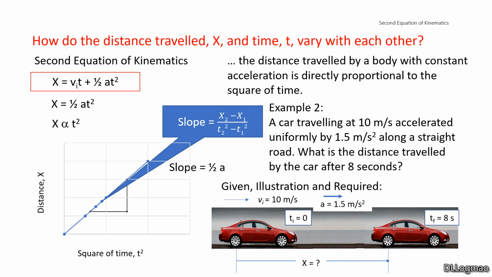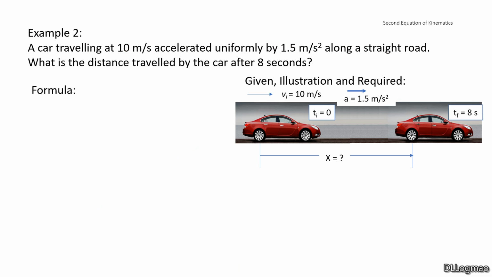The given illustration and the required. The illustration includes the initial velocity, the time elapsed, and the acceleration of the car. The length of the final position of the car from its initial position is the required in the problem. The formula to solve the problem: the second equation of kinematics.